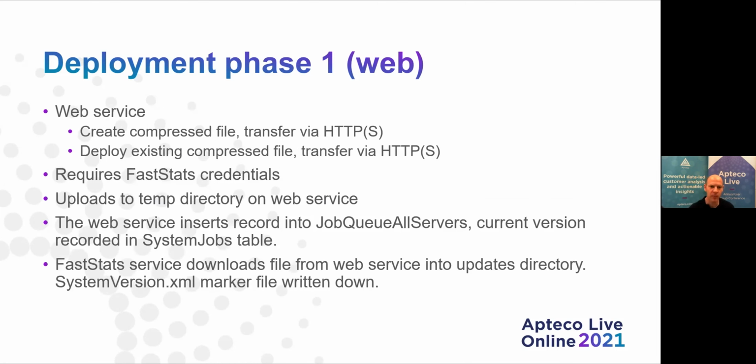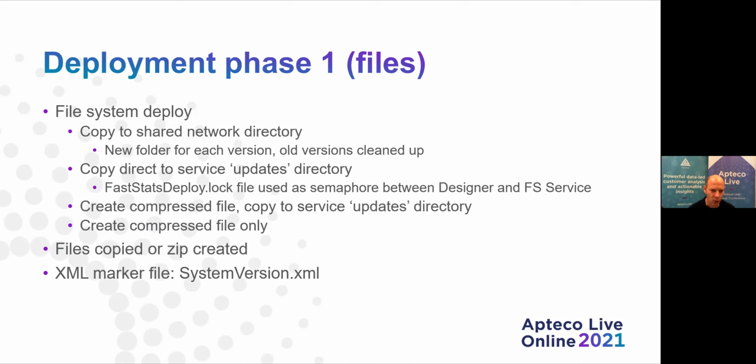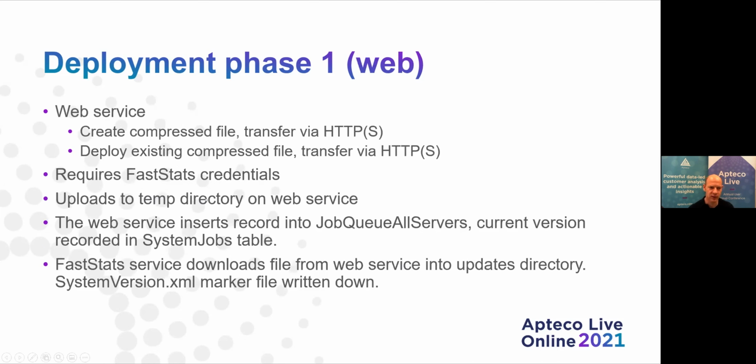Alternatively, we have this web-based deployment. So two of those 6 options are based around this web-based deployment. This is where we create a zip file and transfer it up via HTTPS, or we can just redeploy an existing compressed file over HTTPS. So one of the options before was to create a compressed file only. And then the second option in this web section is to deploy an existing compressed file.